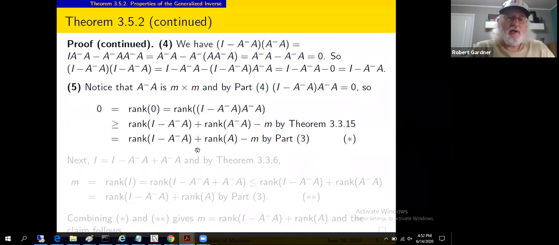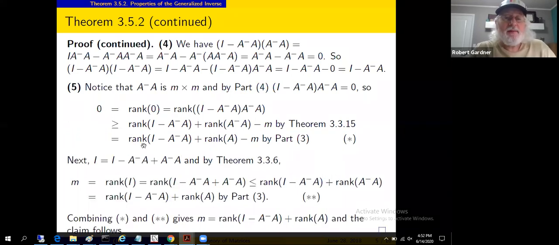We need to reverse that inequality. We've got the rank of this thing is less than or equal to the desired quantity. So we need to reverse that. All right. Little trick, really. We can write the identity I as I minus generalized inverse of A times A, plus generalized inverse of A times A. So these two would cancel out. Theorem 3.3.6 would be applied right here on this inequality.